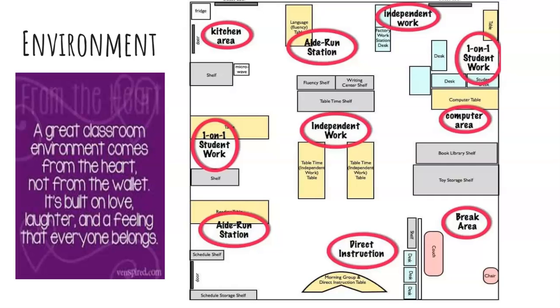You could see that there are one-on-one areas throughout the room. There's also an area for direct instruction at the very bottom. This is where you might have your morning groups. This is where teachers might be running full group or small group activities, while the paraprofessional is working one-to-one in the student work areas or assisting students in the different areas. So this is just an example of how a typical classroom might be set up in your school.